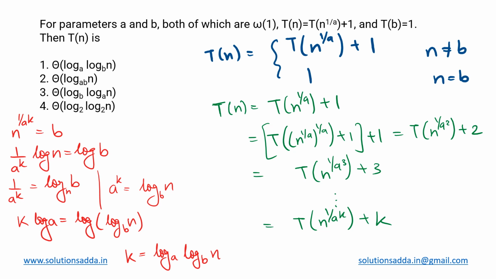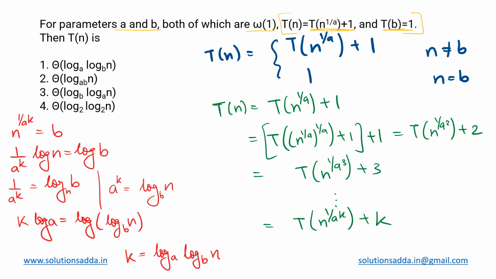This is an asymptotic notations question. We have been given the parameters a and b such that both of them are omega of 1 in complexity, and there is this recursive equation, that is T(n) = T(n^(1/a)) + 1, and the base condition is that T(b) = 1.